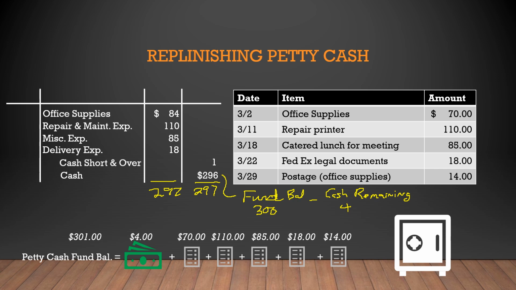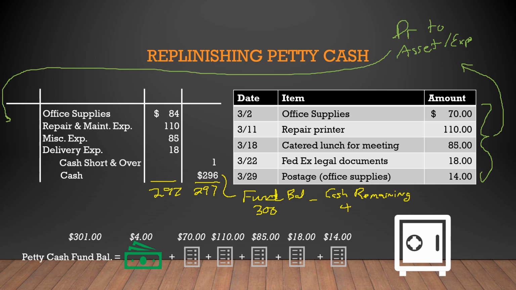All that aside, the key takeaways for replenishing petty cash are as follows. Debit the amounts on the disbursements report to the appropriate asset or expense account. Credit cash for the difference between the petty cash fund balance and the cash remaining in the box. Be sure to credit cash because you're taking money out of the bank to put back in the cash box. Do not credit petty cash.